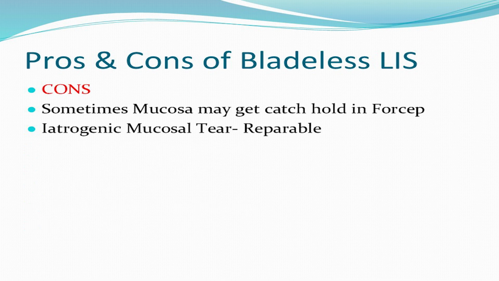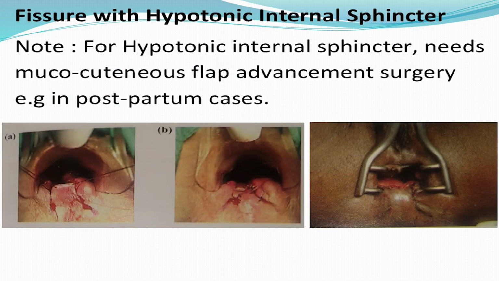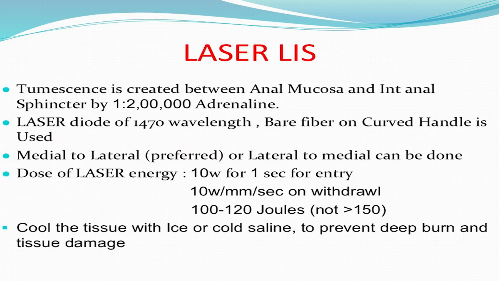And the cons: sometimes the mucosa may get caught in the forceps, you have to be very careful. There can be an iatrogenic mucosal tear, but that is repairable. Fissures with hypotonic anal sphincter: hypotonic internal sphincter, mostly in obstetrical injury, where the tone of the internal sphincter is less. So internal sphincterotomy is contraindicated; you have to go for advancement flap surgery, mucocutaneous flap.